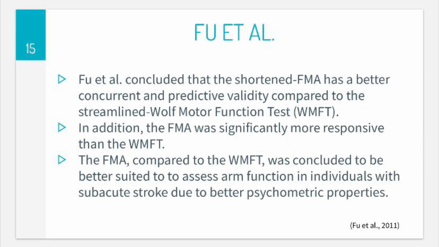In an article by Fugl-Meyer et al., the following conclusions were made. The FMA, shortened version, has a better concurrent and predictive validity compared to the streamlined Wolf Motor Function Test. In addition, the FMA was significantly more responsive than the Wolf Motor Function Test. Lastly, the FMA, compared to the Wolf Motor Function Test, was concluded to be better suited to assess arm function in individuals with subacute stroke due to better psychometric properties.